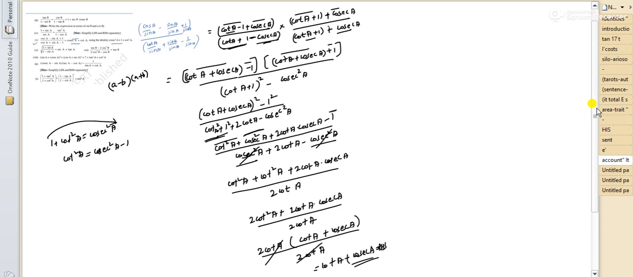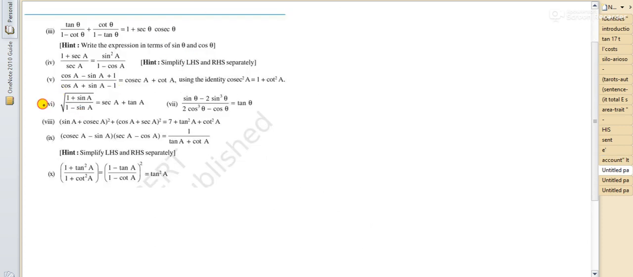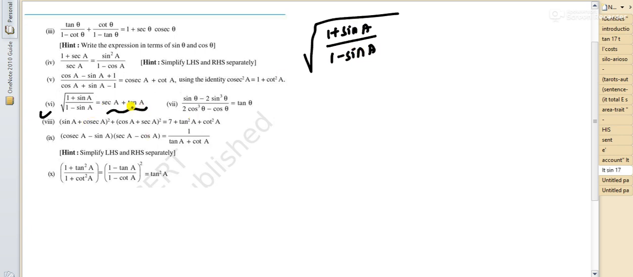Now moving to question number 6. So question number 6 is here. What have they given? Prove that root of 1 plus sine A divided by 1 minus sine A is equal to sec A plus tan A. So let me write the LHS here: root of 1 plus sine A divided by 1 minus sine A. What we need to prove? Sec A plus tan A. So how are you going to do that?